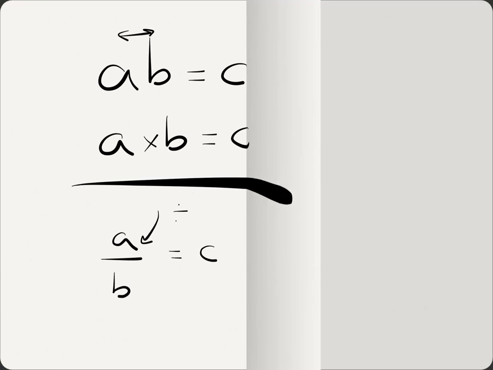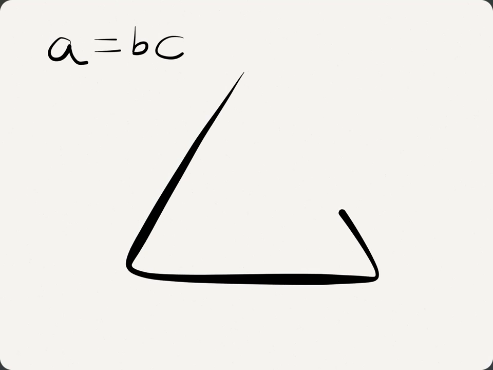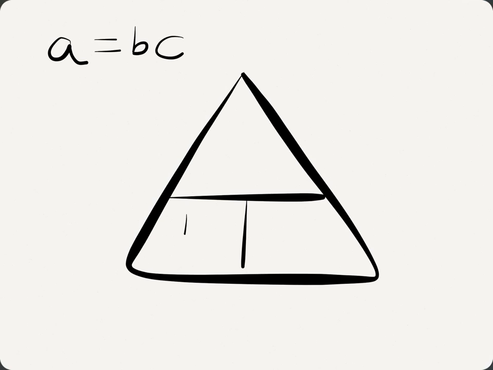So, let's have a look. Let's take the equation A is equal to BC. Now we can rearrange that quite simply. Put it in a triangle. The B and the C are next to each other, so we write them in the bottom. There they are, next to each other. That leaves room for the A at the top.